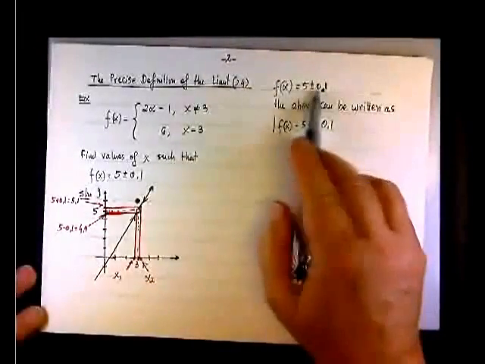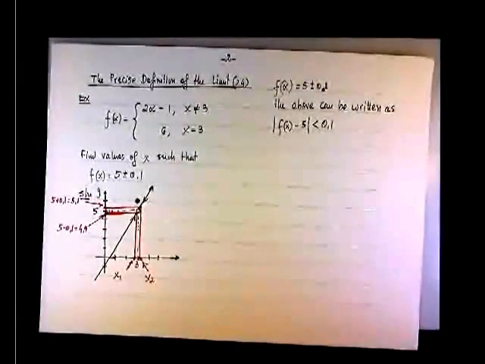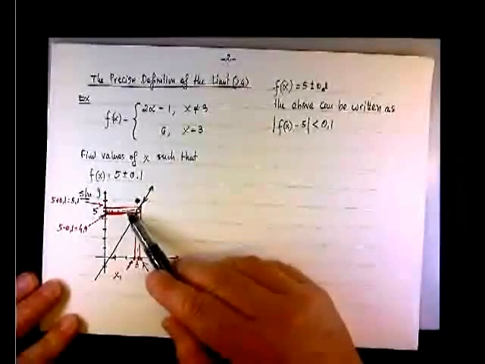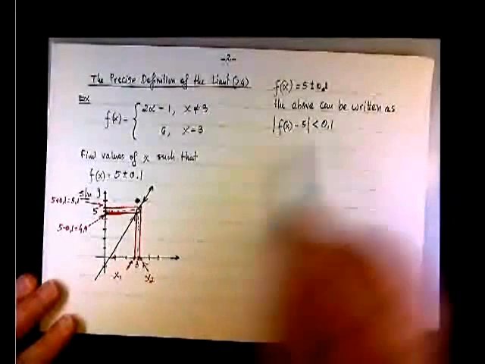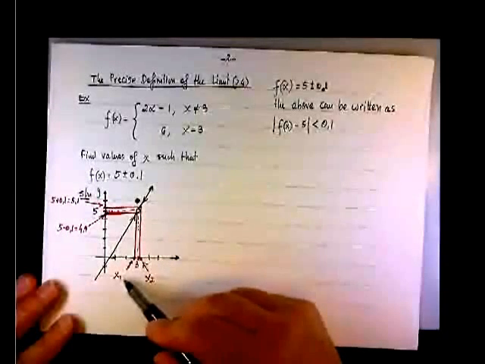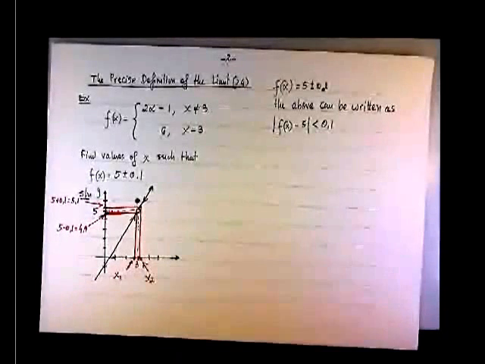In other words, what we are looking at with 5 plus or minus 0.1 means the tolerance of the output. We accept the output, the y value, to be within 0.1 of 5, whether above it or below it, or any values in between. In other words, any output value inside this horizontal sleeve. And we are in search of the input value inside this vertical sleeve that's bounded by x1 and x2 on either side of x equals 3. Okay?